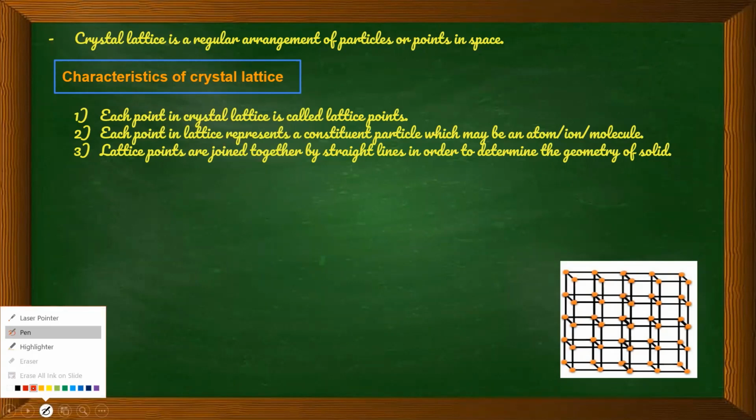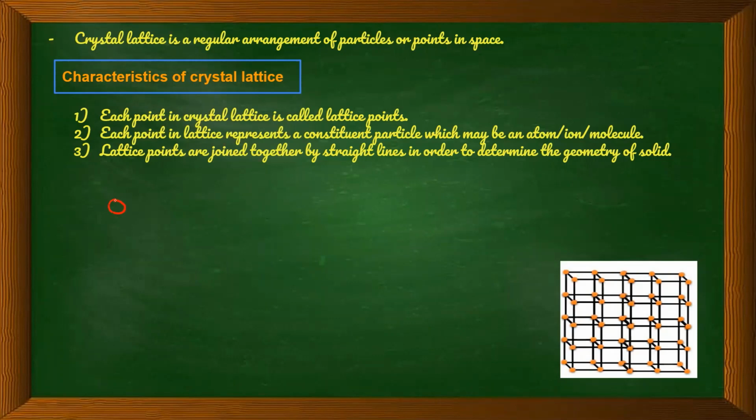let us draw a 2D lattice in which these red circles are representing the lattice points. And when we join them together by straight lines, we can easily determine the geometry of our solid. These are squares because now we are discussing a 2D lattice. This is the 2D lattice.